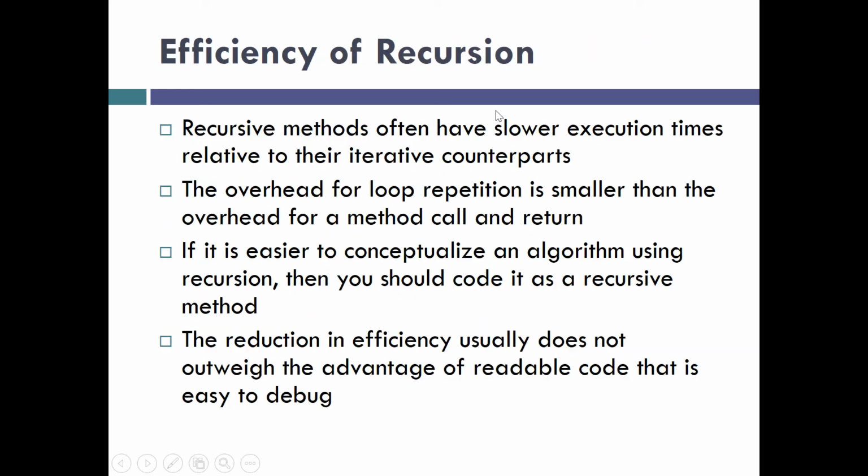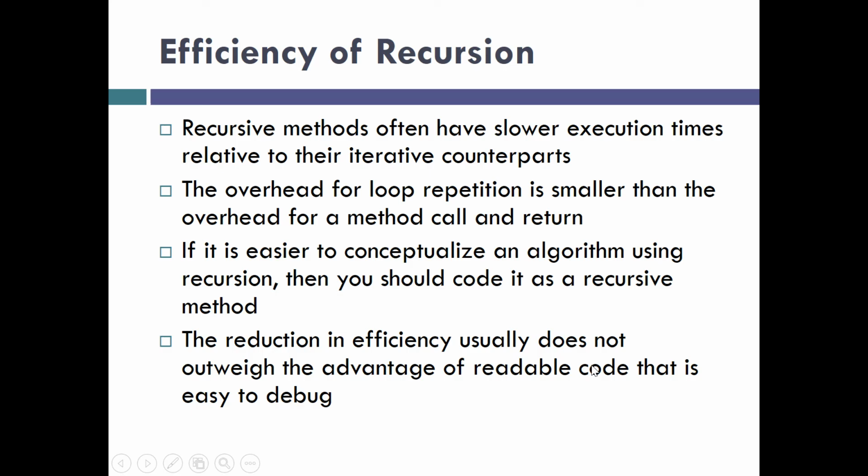But oftentimes it's slower to do recursion. Sometimes it's slower because a method call takes more time than doing a loop. However, that doesn't mean you shouldn't use recursion. You probably should because again, they're easy to read, easy to write, easier to debug. Yes. In which case would it be slower? It would be slower in general. But sometimes, if you do something recursively, it's easy to write something that has a faster big O notation. And a lot of times, the reduction in efficiency for doing recursion usually does not outweigh the advantage of readable code that is easy to debug.